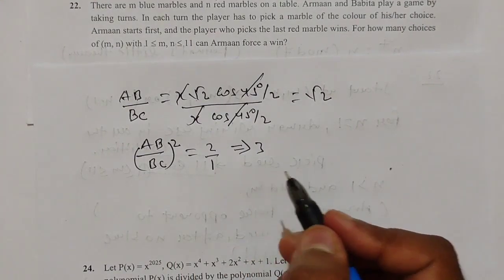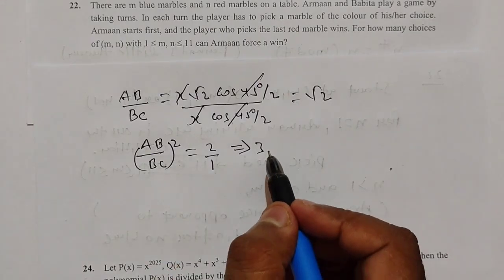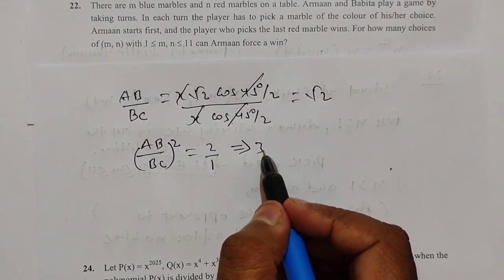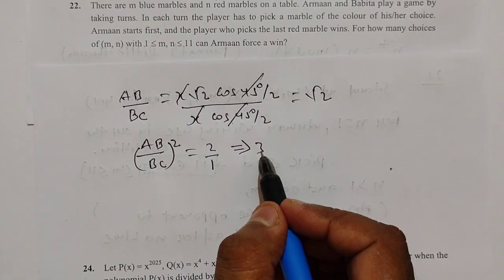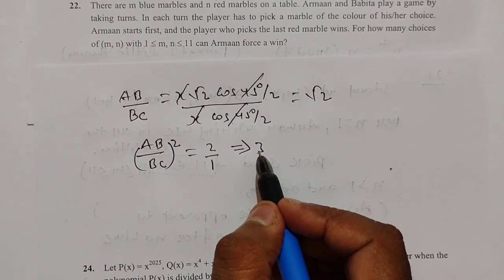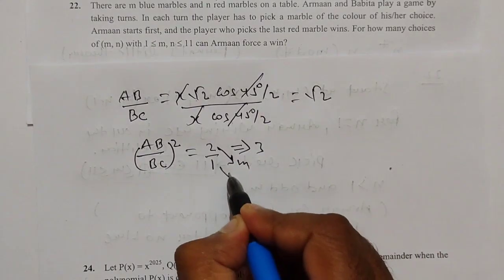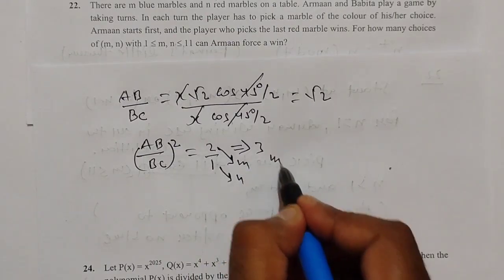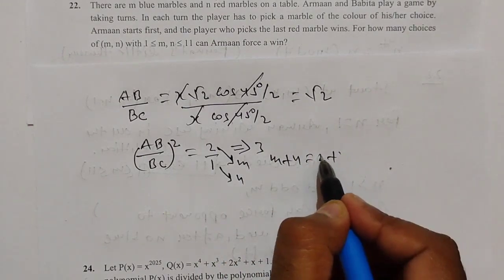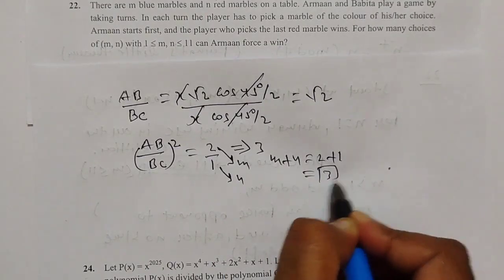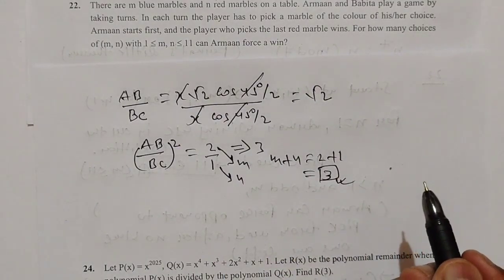So we have the value of (AB/BC) whole squared is equal to 3, and now the numerator is 2 and the denominator is 1, so 2 plus 1 is equal to 3, as this is m, this is n, so m plus n is equal to 2 plus 1, which is equal to 3. So finally we have the value 3 here.